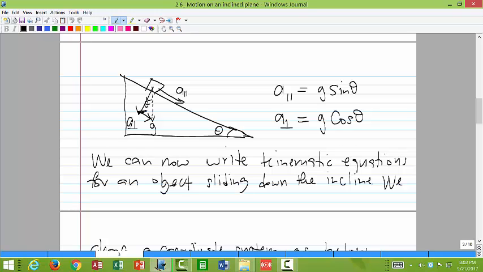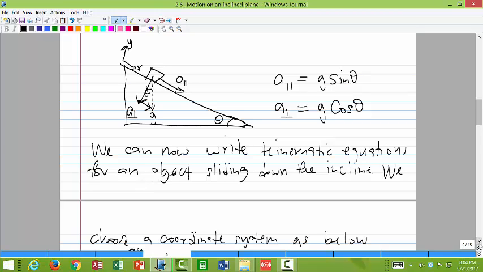So based upon this information, we can think of our ramp in a coordinate system where it has x this way, and this would be y. So we can now write our kinematic equations for an object sliding down the incline in 2 dimensions, where we shall have an x component for its motion and a y component. And let's do that in the next frame.